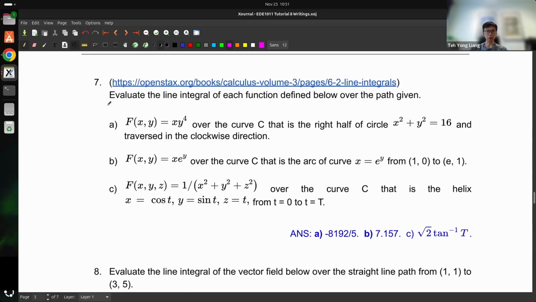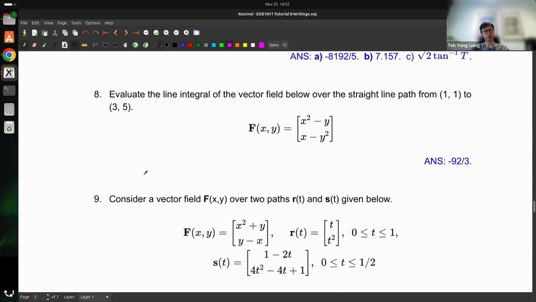Oh, this one I think you skip. This question you skip, because this line integral is for scalar functions. That means it's not tested, because we didn't go through. But if you want to practice, you can of course go through yourself, because this one is for scalar line integrals. So now we move on to the vector line integral questions.